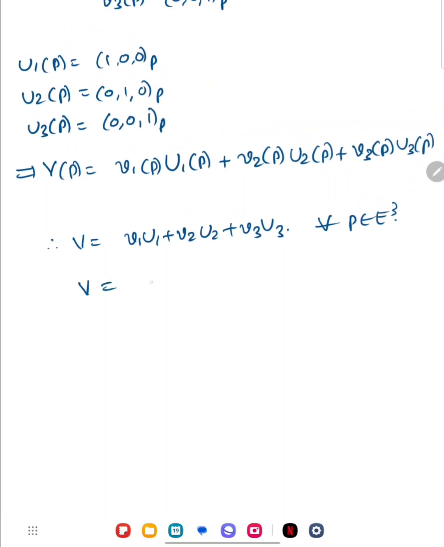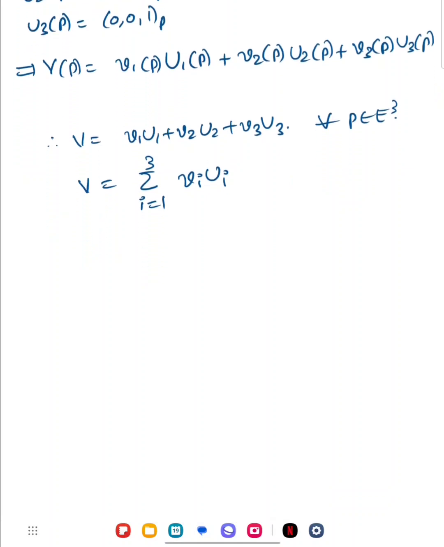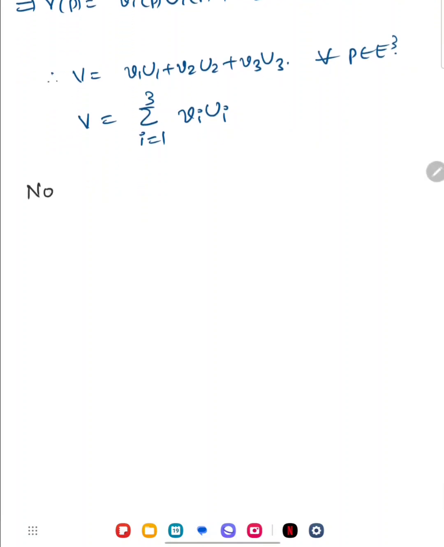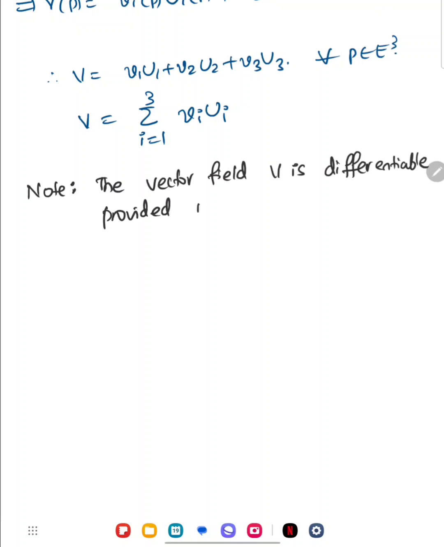We can rewrite this as V equal to the summation from i equal to 1 to 3 of V_i U_i. This is all about the linear combination of Euclidean coordinate functions together with the natural frame fields. Now we have a note which says the vector field V is differentiable only when, provided, its Euclidean coordinate functions are differentiable.